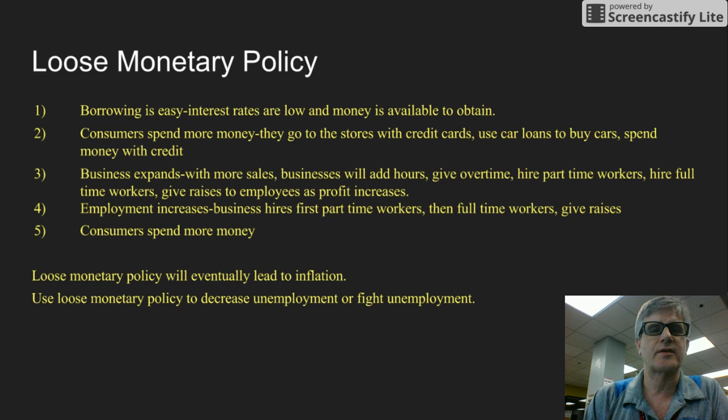This fifth step, consumers spend more money, is one of these steps, and it actually is the good kind of spending more money because they actually have more money in their pocket. Loose monetary policy will eventually lead to inflation. Loose monetary policy is used to decrease unemployment or fight unemployment or to raise GDP.